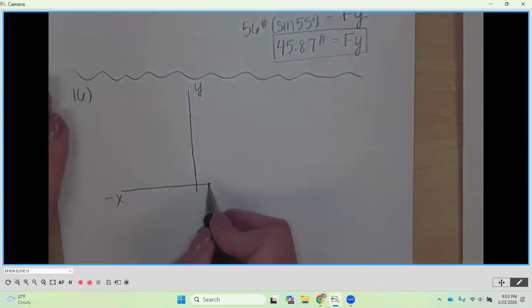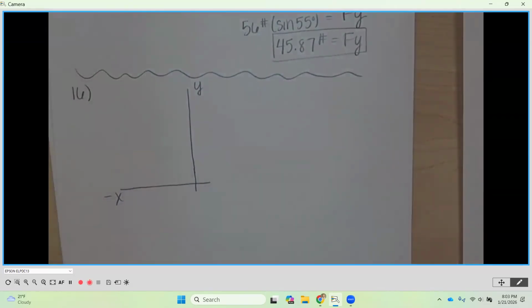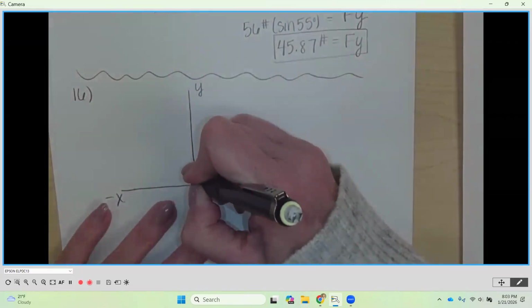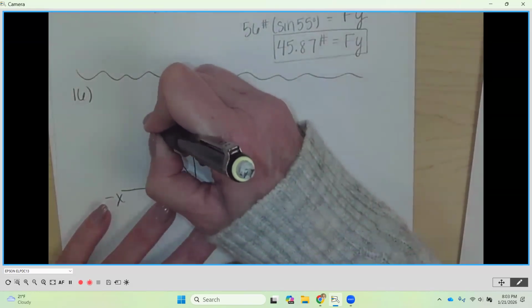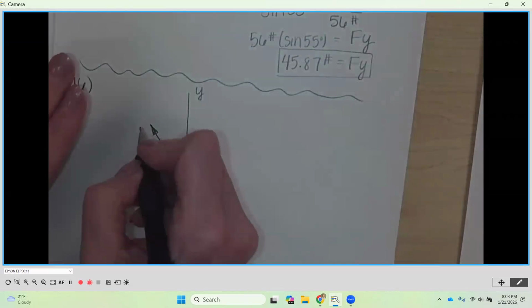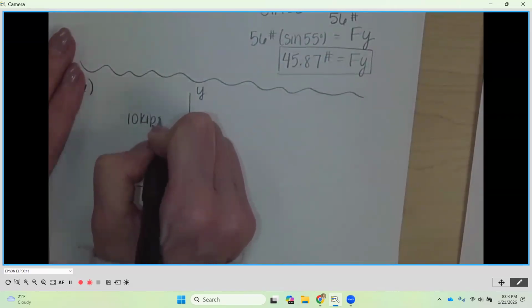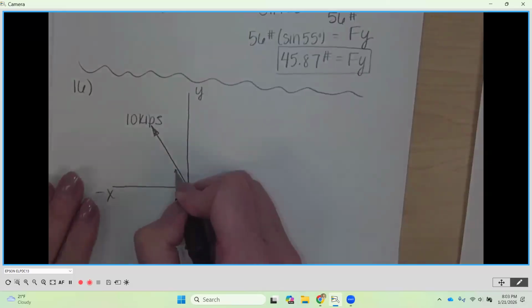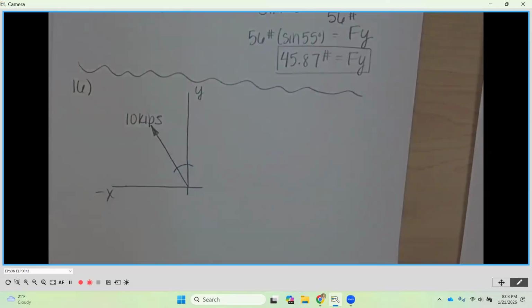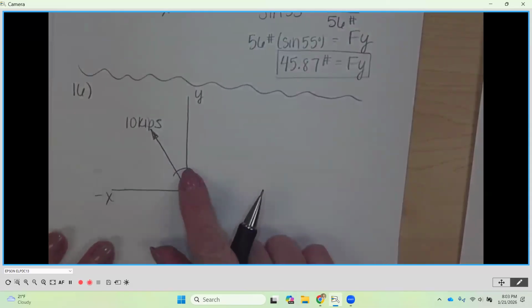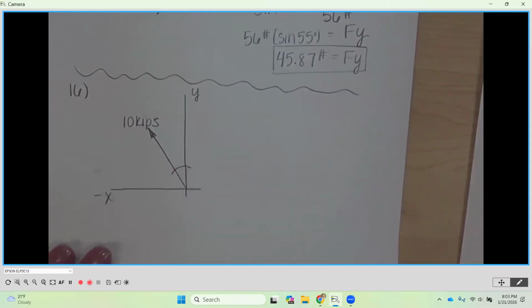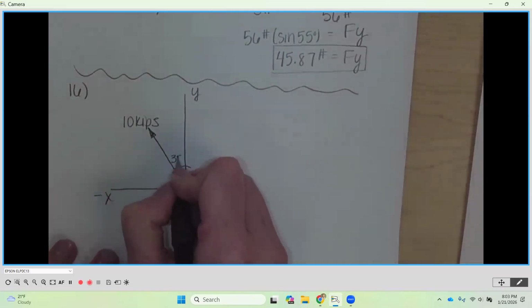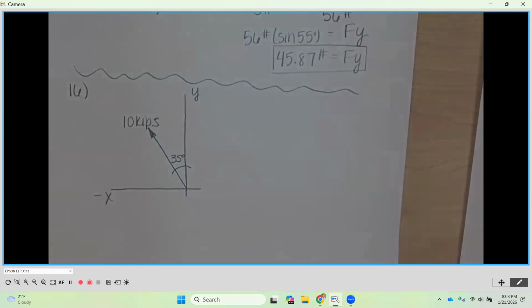Okay. Now, since this is 125 degrees, that means that 90 is off of here. And when I'm showing my force of 10 kips going up and to the left, this is the angle that's left over, right? So 125 minus 90, what do I get? How many degrees are in here? 35 degrees. Yep. So this is 35 degrees right there.